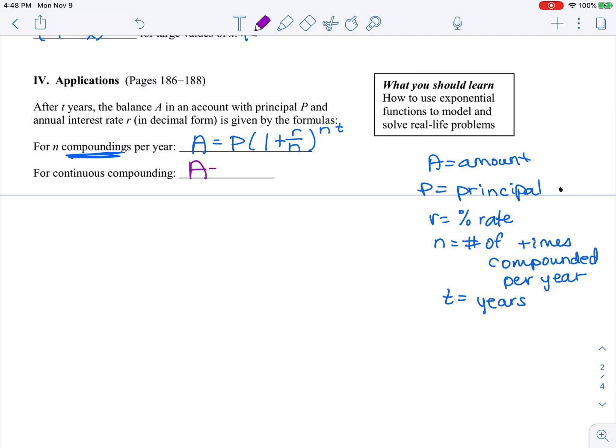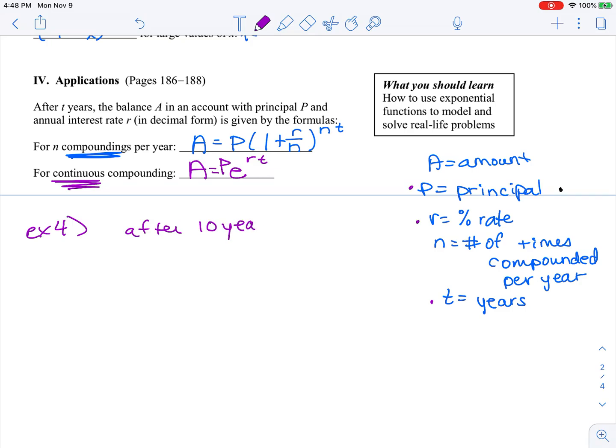And then for continuous compounding, that's a different formula. We say A equals e. This is a continuous number, which means we're going to use that transcendental number e. Sorry, I forgot to put the P. P times e to the rt, where again, P is still principal, r is still the rate, and t is years, okay?